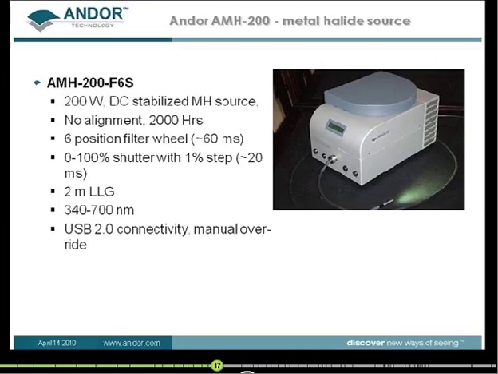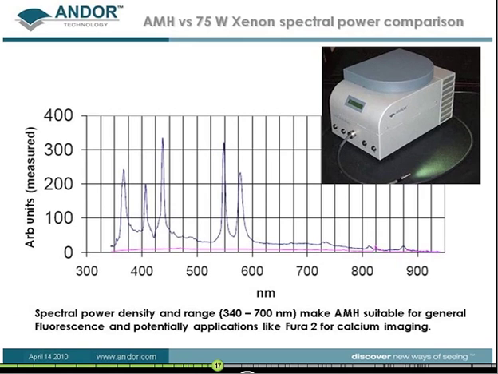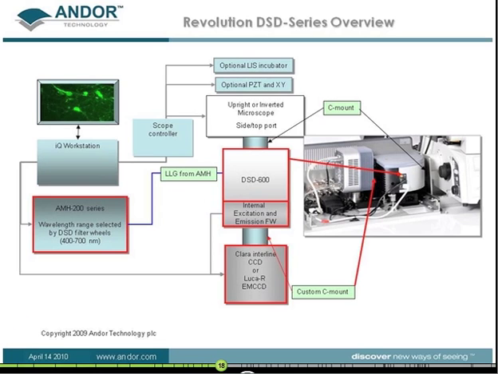I show that a bit more explicitly here in terms of an output at the specimen plane relative to a 75 watt xenon arc lamp. You can see it's very spiky, but by selection of relevant filters, we can achieve high performance from this device over the whole visible spectrum and into the near UV. So that tells you a little bit about the other system components. Let's focus in on the DSD now.